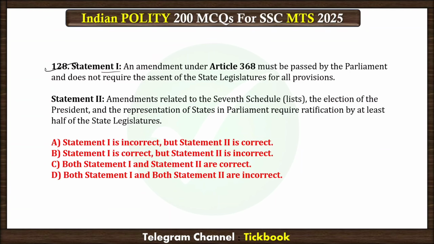128. Statement 1. An amendment under 368 must be passed by the Parliament and does not require the assent of the state legislature for all provisions. Statement 2. Amendments related to the 7 schedule lists, the election of the president and the representation of state in Parliament require ratification by at least half of the state legislature. Option C, both statement 1 and 2 are correct.